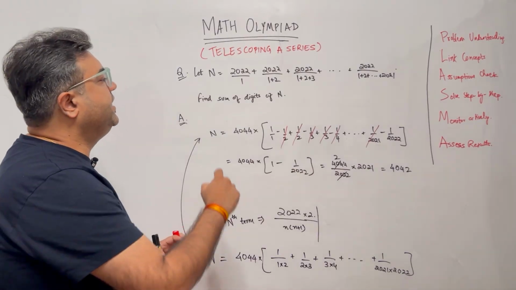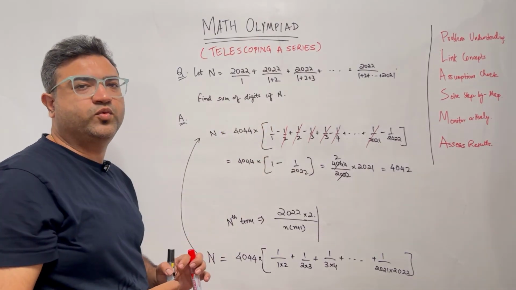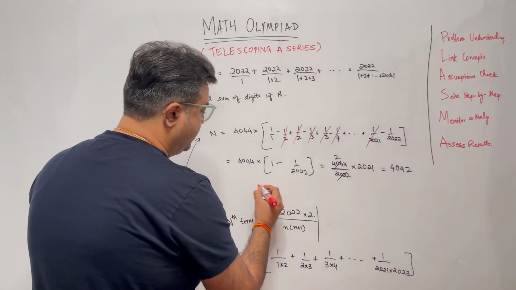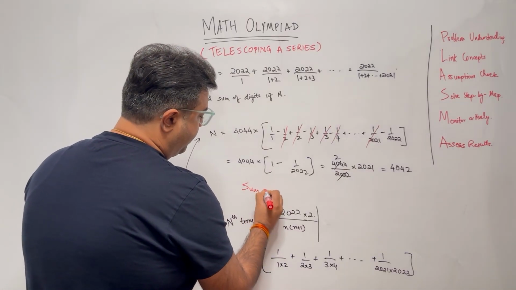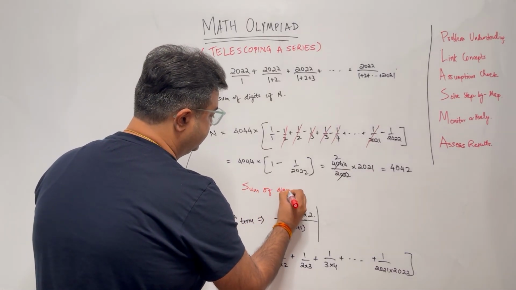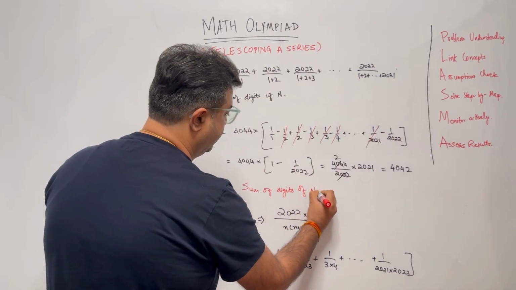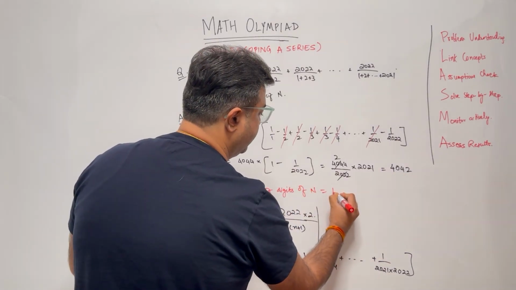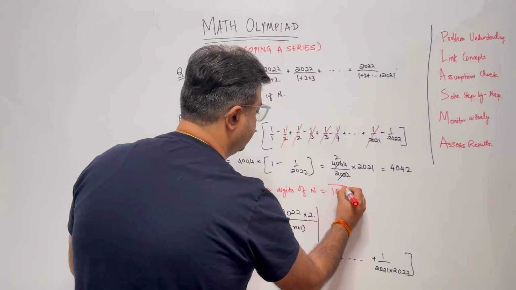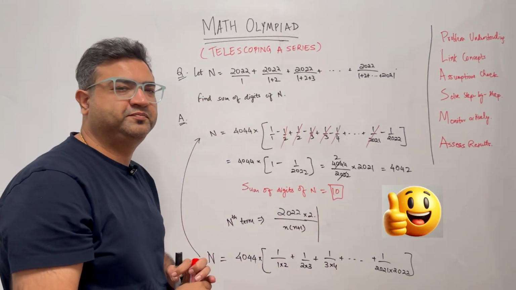Okay. And now getting back to our question, sum of digits of n. So the sum of digits of n is equal to 4 plus 0 plus 4 plus 2, which is 10. And that's our answer. Okay.